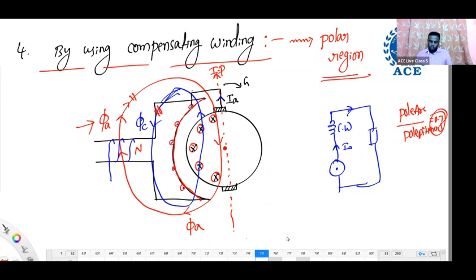Flux due to conductors near the q axis. Near the q axis, we use interpoles. So at the q axis, we use interpoles. That is the next method. Whatever armature flux lines are there at the interpolar axis are compensated by interpoles. That is the next method. I will show you this.